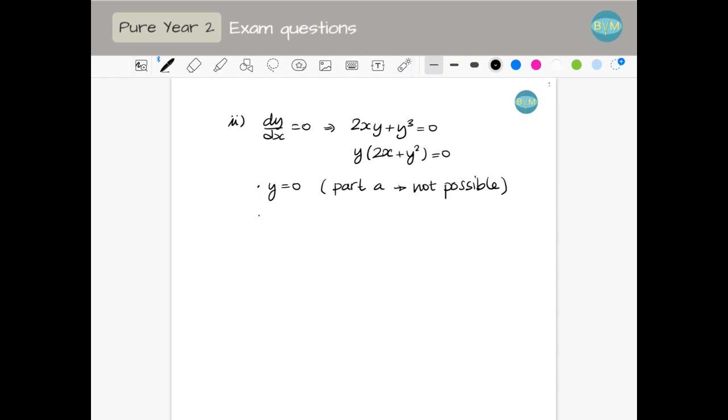And the other option is that 2x plus y squared is 0, and that cannot be because then y squared would be minus 2x, and again not possible because there is a square root of a negative number. Minus 2x, not a real number.